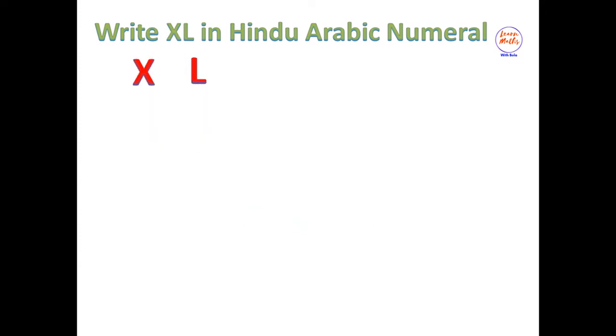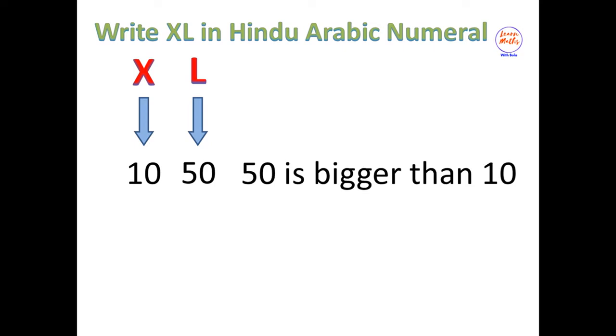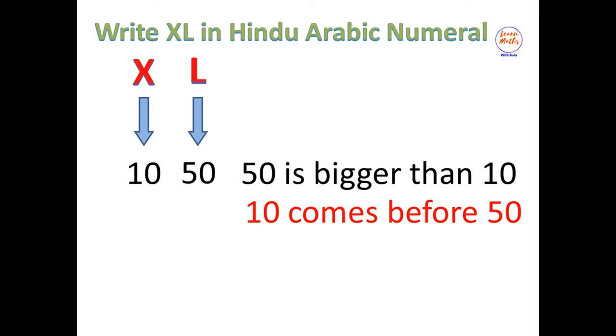Now let's try another one. Write XL in Indo-Arabic numeral. XL. X is 10 and L is 50. So let's ask that question again. Is the smaller number coming before the bigger number or after the bigger number? Your guess is right. The smaller one, which is 10, comes before 50.